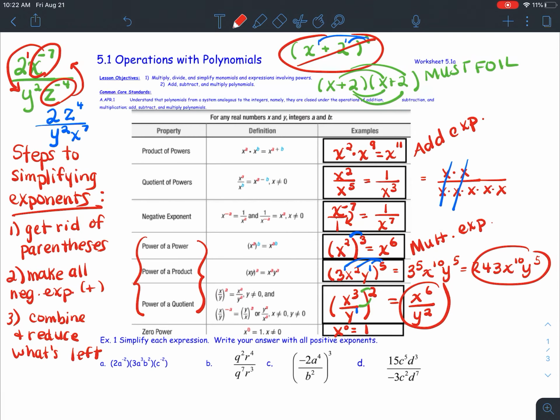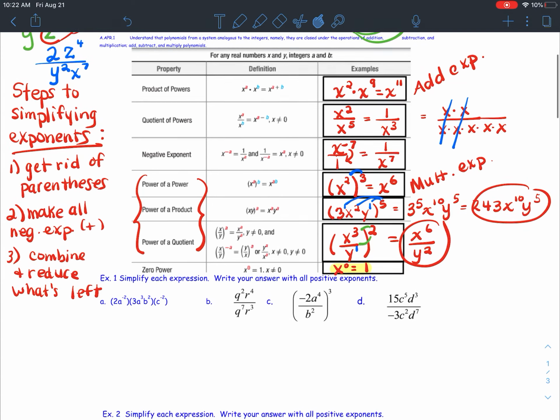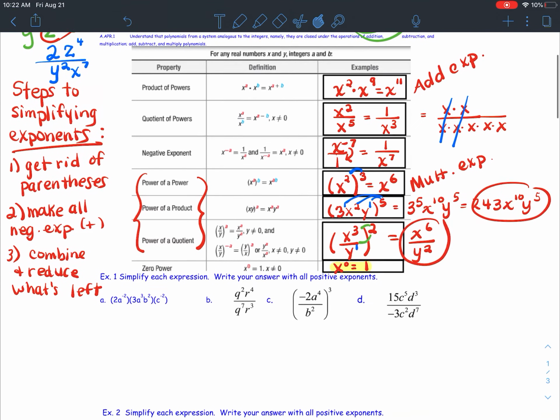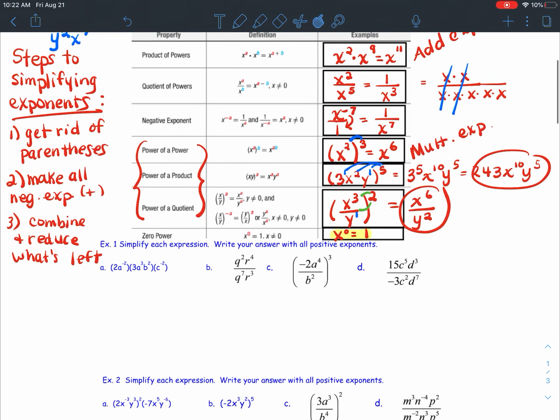Anytime a variable or a number has 0 as its exponent, it will always simplify into the number 1. Okay, so let's go ahead and see if we can put some of this into action here. I've given us a few steps that I want you to write on your notes page. These are the steps we're going to follow for simplifying exponents.